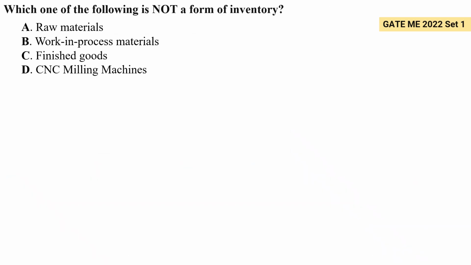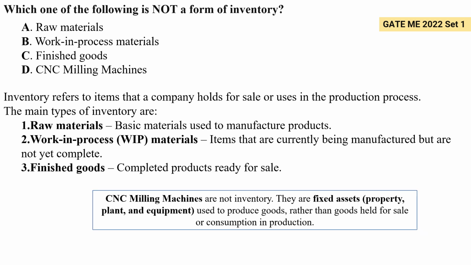So let's see the next question. Which one of the following is not a form of inventory? Option A, raw materials. Option B, work in progress material. Option C, finished goods. Option D, CNC milling machines.